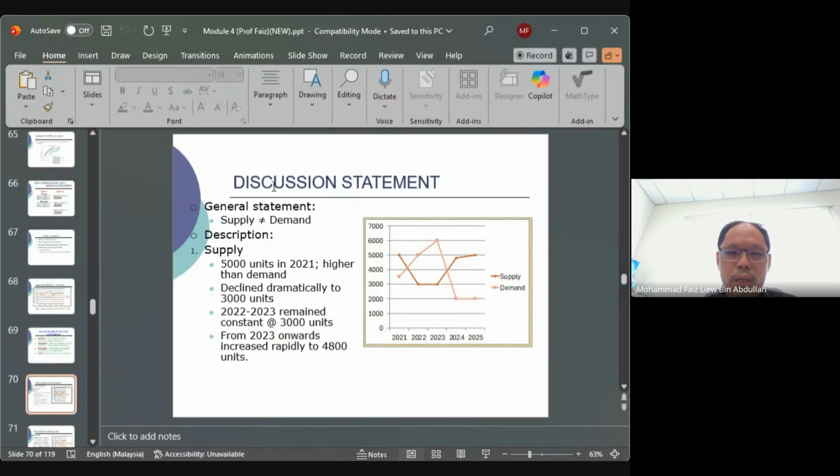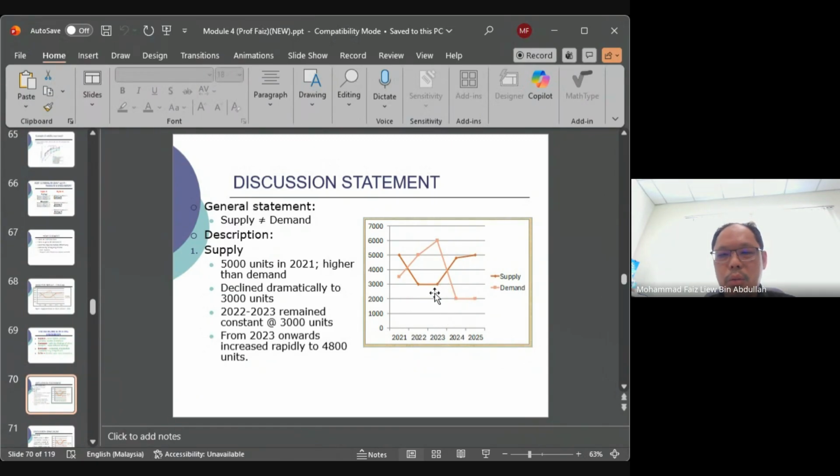For example, this is the graph I showed you just now, the supply and demand. So what should you actually write in the discussion statement? This is just a simple supply of a car, the supply and demand. So the general statement, when you look at the graph, you can say supply is not equal to demand, because demand is high and then supply is low.